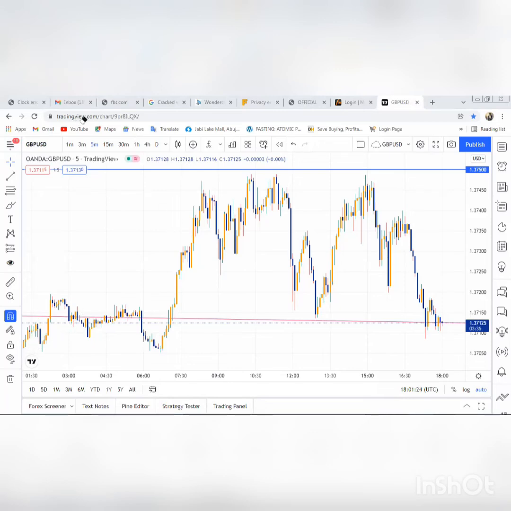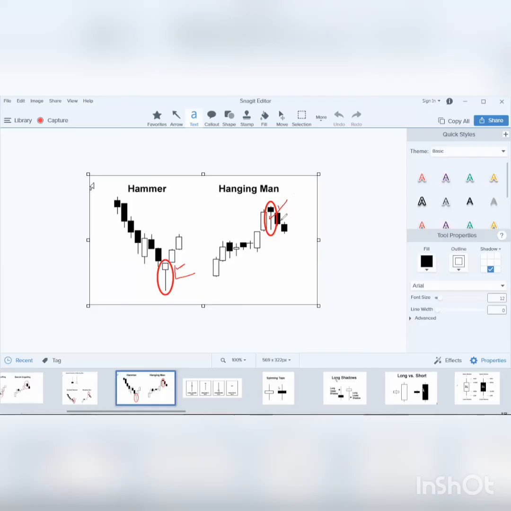Sometimes you might see a series of doji candles forming. Just for example, take a look at these zones. There were a lot of indecision candles forming here. These are candlesticks that signify a reversal in the market. When you are seeing the hammer candle, it has a long wick. Yeah, like you can see here, it has a long wick.